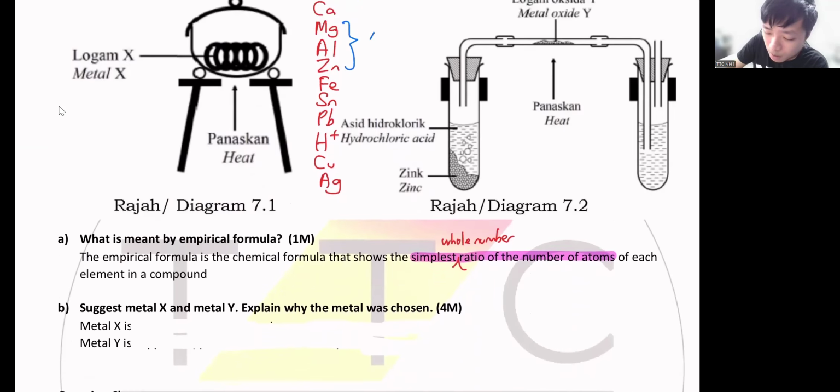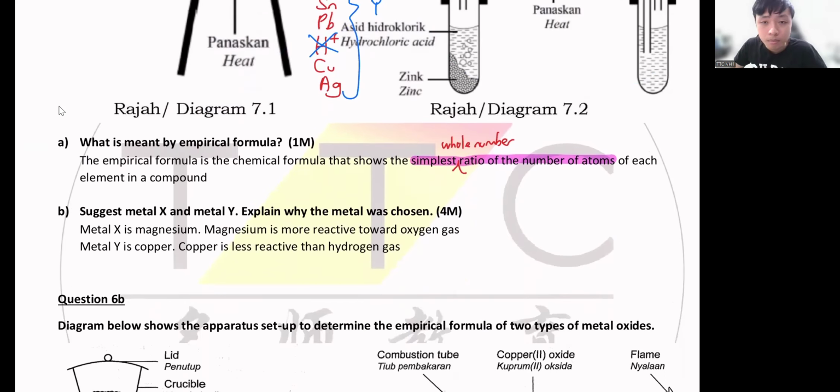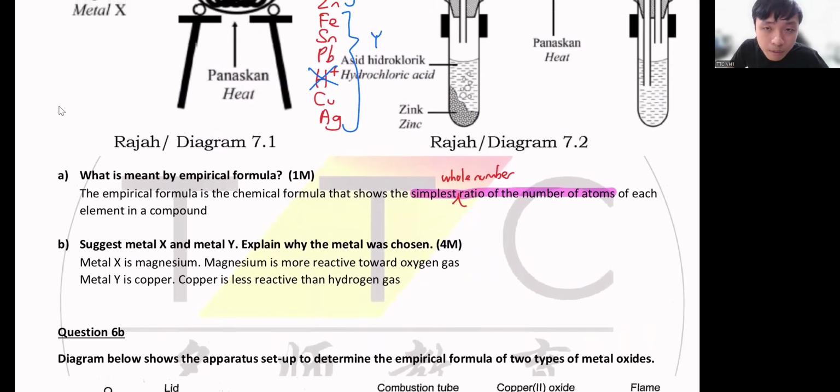Then for Y, this one, the copper one, right? Not only copper, okay, it can be Fe, it can be tin, Sn, it can be lead, it can be iron, or it can be silver. If in exam they ask you, but normally if they suggest one, you just put the standard one, magnesium or copper.